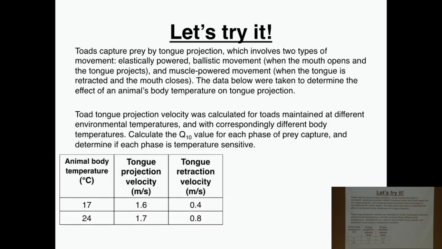So we want to calculate the Q10 value for each phase of prey capture and determine if each phase is temperature sensitive. So for example, we have an animal body temperature of 17 degrees. The tongue projection velocity is 1.6 meters per second. The tongue retraction velocity is 0.4 meters per second. And then for the animal body temperature of 24, the tongue projection velocity is 1.7 meters per second, and the retraction velocity is 0.8 meters per second. So see if you can calculate the Q10 value for each phase of prey capture.